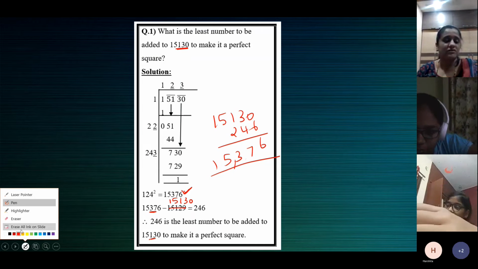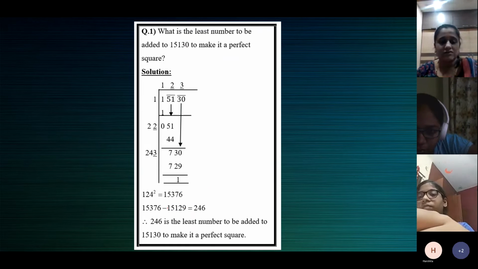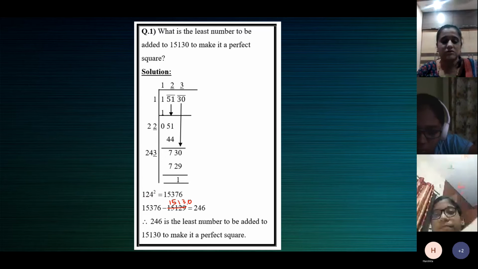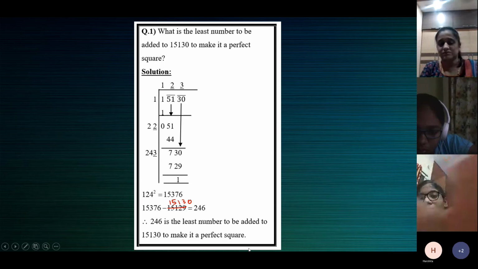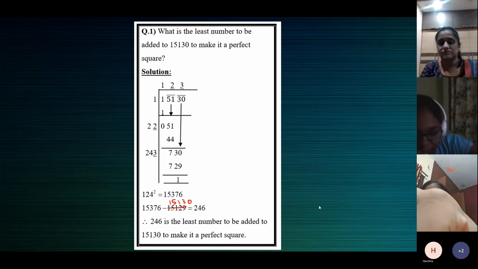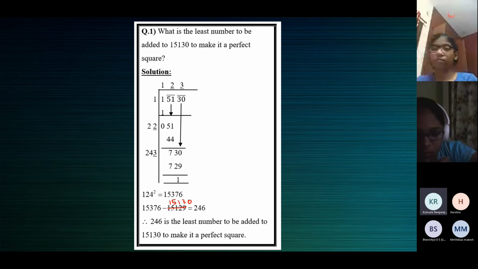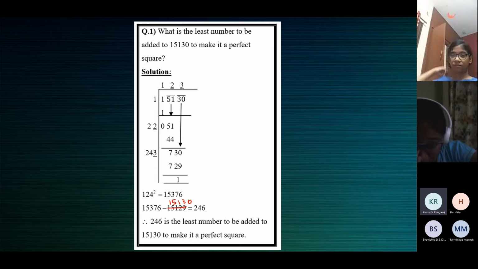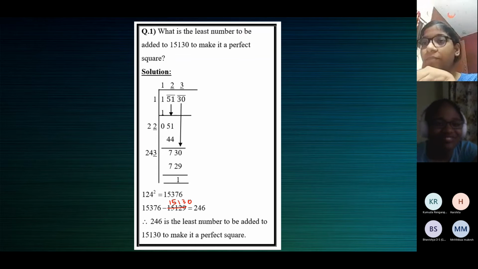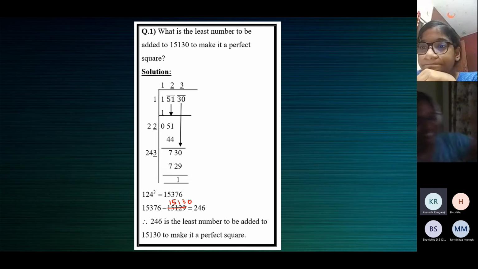This is the procedure, children. This alone I've made a mistake. This is 15130. Yes, please take down the answer. Ma'am, but the answer is the same. Yeah. The difference I've written correctly. I don't know how I put 15129. I made a mistake in typing.